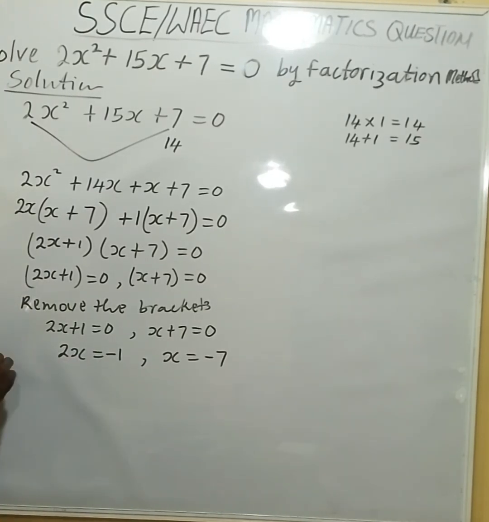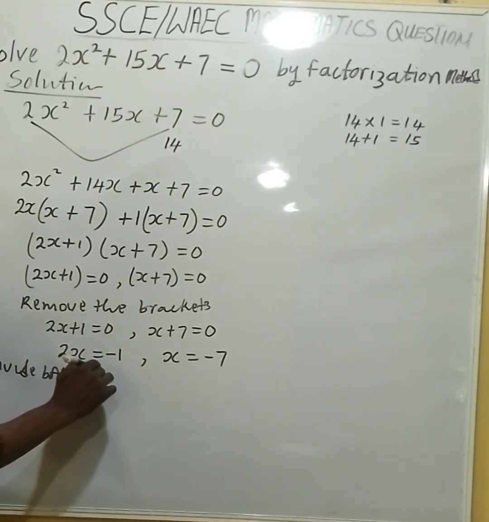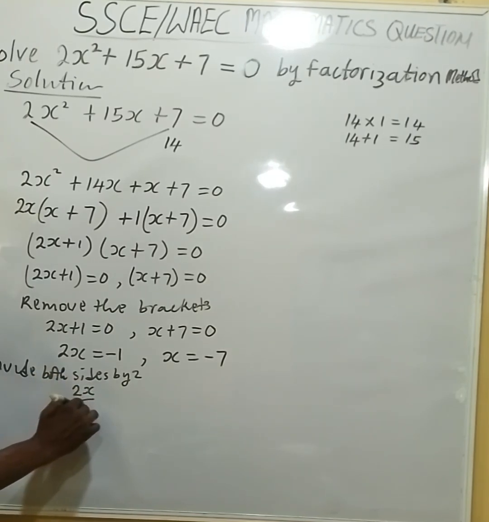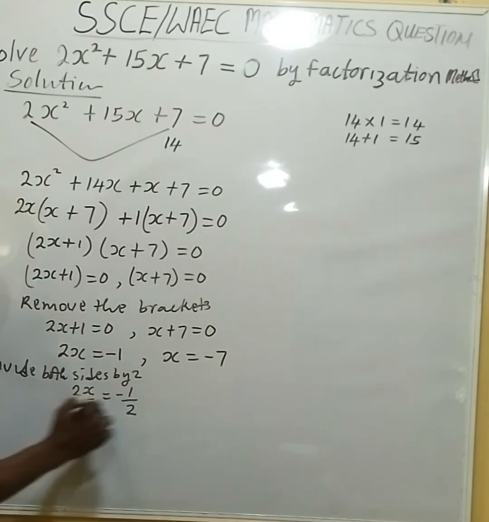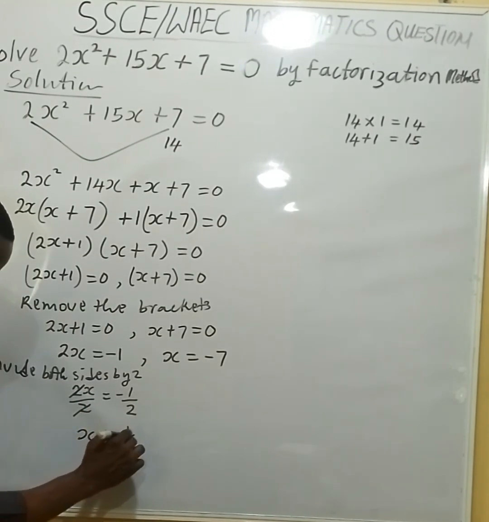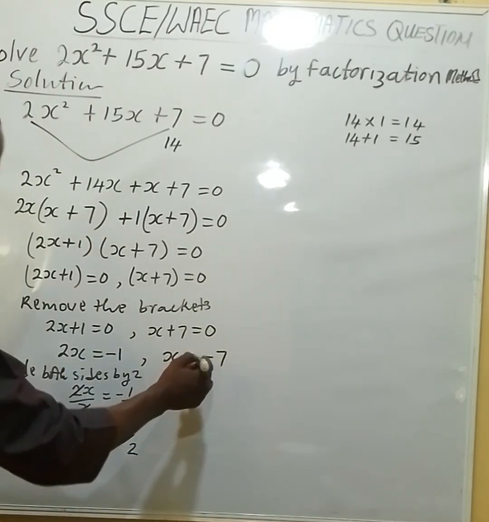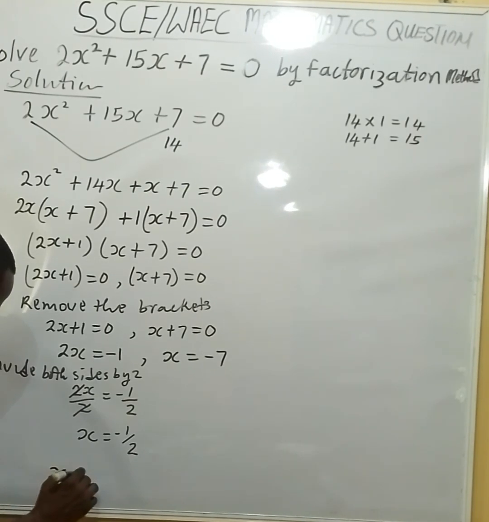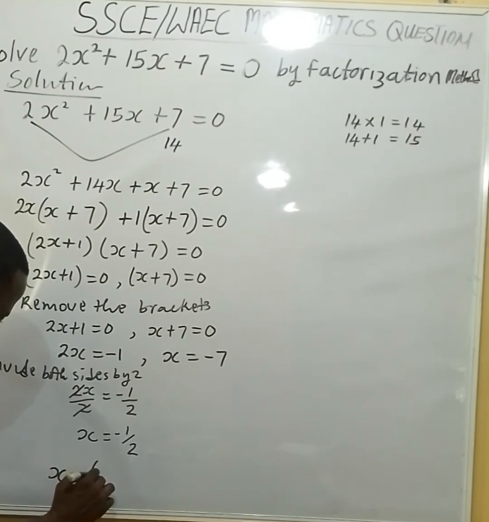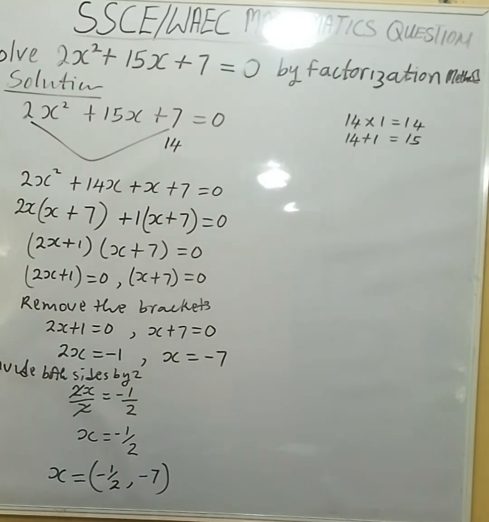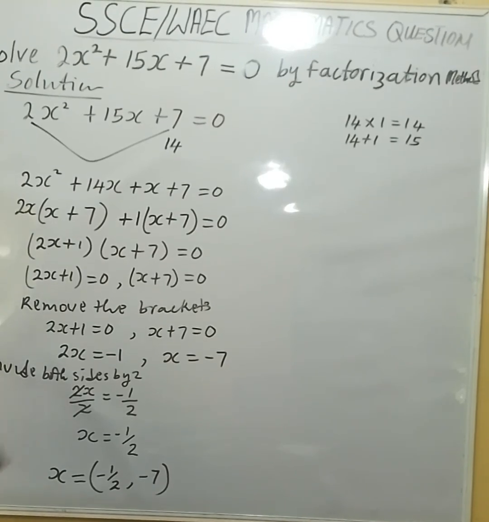So on this side now, we are having 2x and we are solving for simple x. We now say divide both sides by what? By 2. It will now give us 2x over 2 equals minus 1 over 2. So then 2 cancels 2. We now have x equals minus 1 over 2. That's for that side. Then here we have gotten x equals minus 7. So you just conclude that x equals minus 1 over 2, comma, minus 7. So that's the value of our x by using the factorization method.